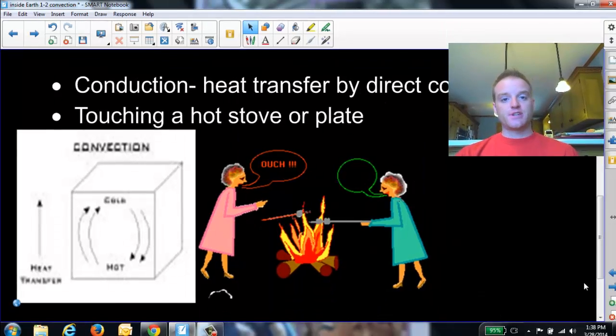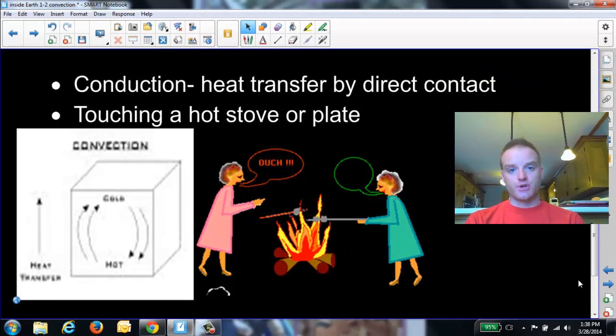Our second type is known as conduction. Conduction is the heat transfer by direct contact. You actually have to be touching. So think of touching a hot stove or a plate. If you have an electric stove, that heating element is probably touching the pan. That's conduction. I have my silly little picture there.